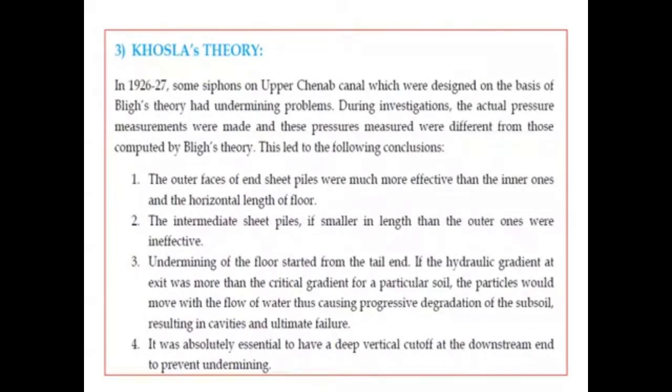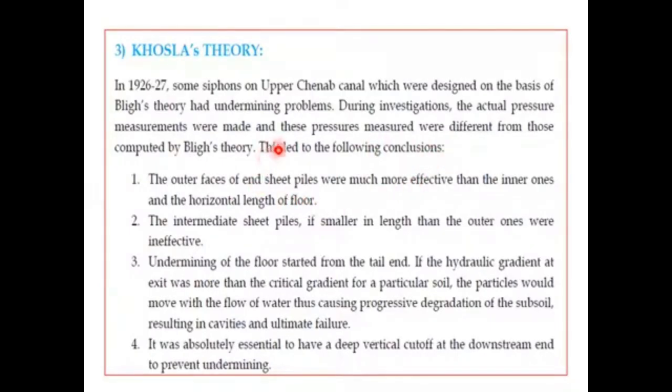Now coming to the most important topic, which is known as Khosla's theory. In 1926 and 27, some siphons of the Upper Jhelum Canal were designed on the basis of Bligh's theory, and they faced undermining problems. During investigation, actual pressure measurements were made, and these measured pressures were different from those computed by Bligh's theory. These investigations led to the following conclusions.